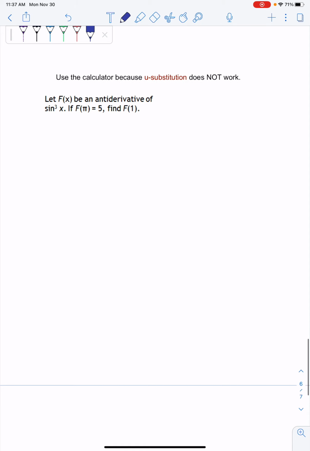All right, use the calculator because U substitution does not work. Sometimes it's not going to work very well, and if it doesn't work, you're going to use your calculator, right? So for this one, let f of x be an antiderivative of sine cubed x. If f of pi equals 5, find f of 1. So I like this question because it's saying big F of x equals the integral of sine cubed x dx. Now, I am integrating. It wants me to find f of 1, and it gives me f of pi equals 5.